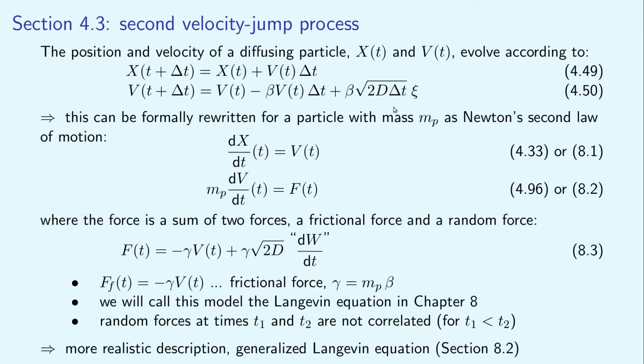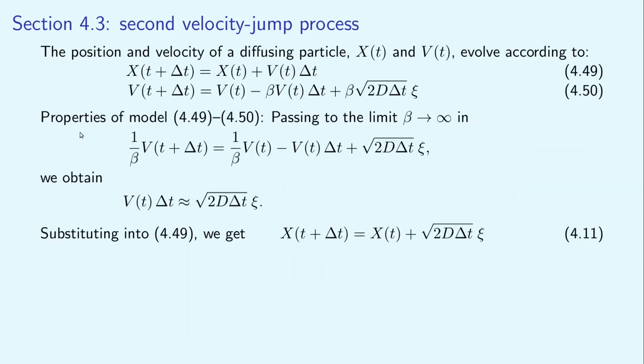A more realistic description will be written in terms of the generalized Langevin equation in section 8.2. However, in this lecture, we will not worry about this. We will simply postulate our velocity jump process in this form, 449 and 450. And we will discuss its properties.